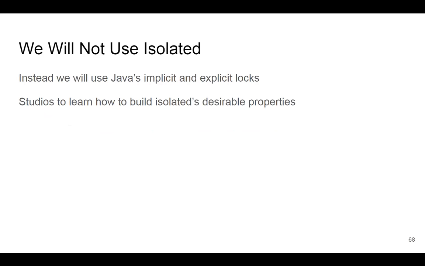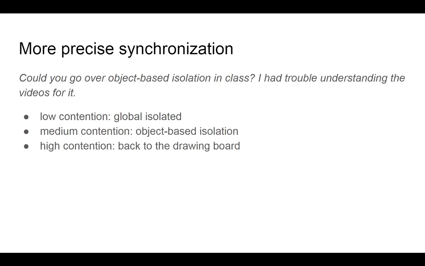In this course, we will actually not be using isolated. I think it's nice that we got to see it. But instead, it felt more useful to use Java's direct properties or implicit and explicit locks, and then have studios to learn how to build the wonderful properties of the isolated construct. It seemed more useful to do that. And so let's talk about the precise synchronization that they're talking about.